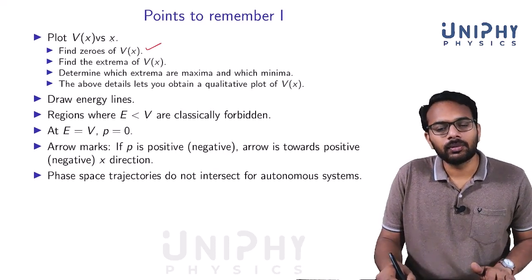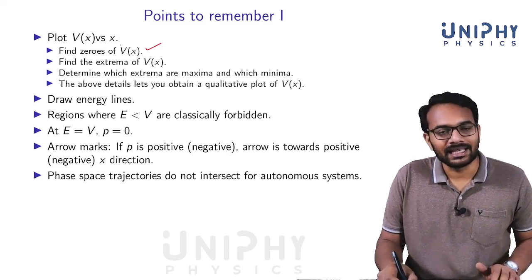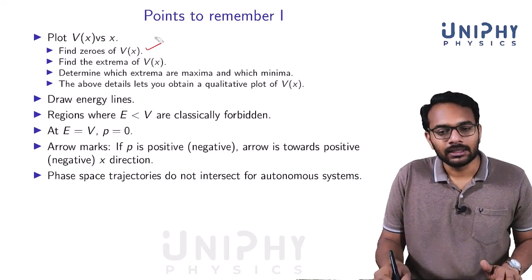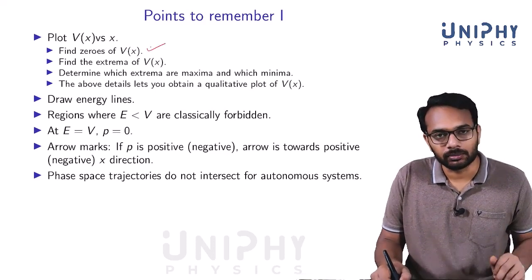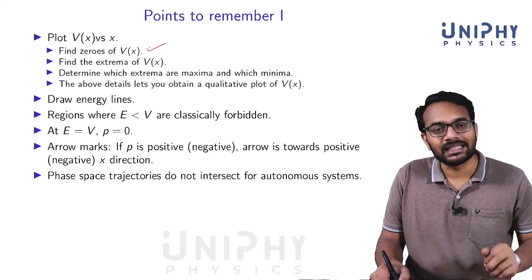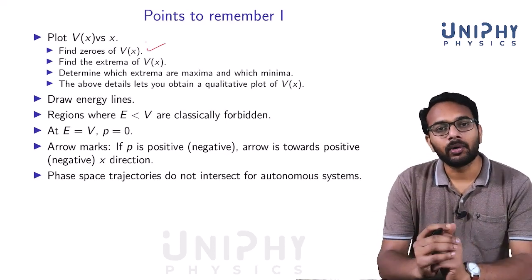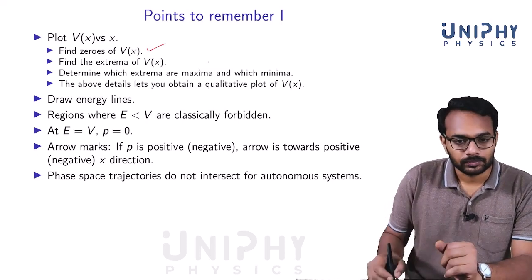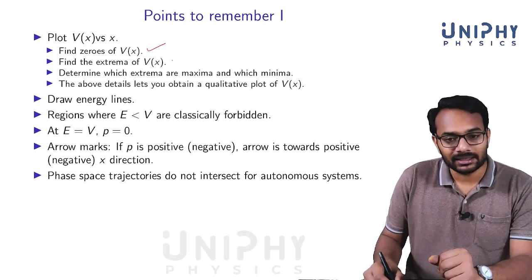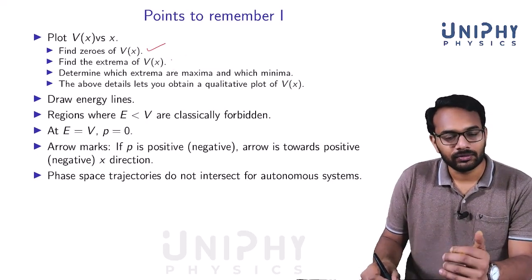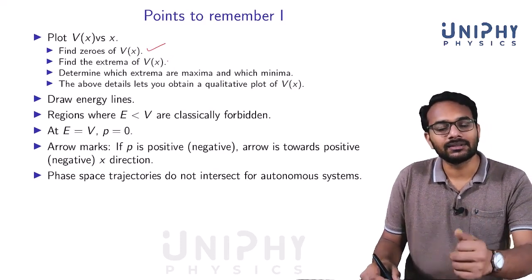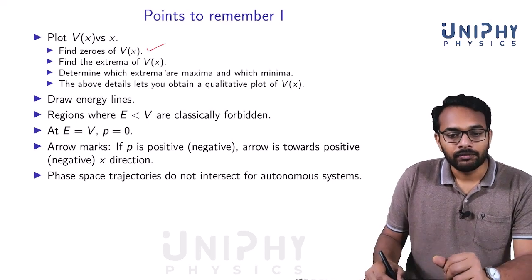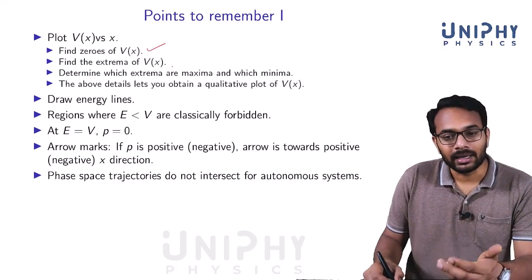In order to plot v of x versus x, there are a few steps that we can take. We can first find the zeros of the potential energy curve. We'll see on which points the potential energy becomes zero. Then we'll find the extrema of v of x, the points on the x-axis where it has maxima and minima. We need to find which extrema are maxima and which are minima.